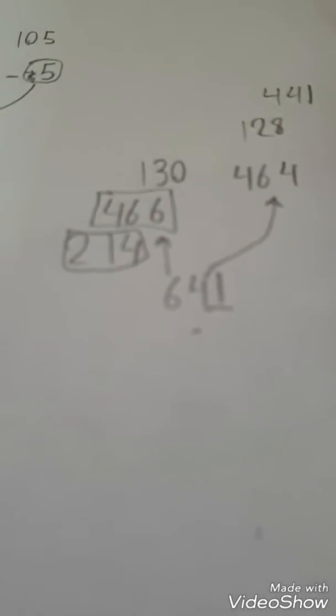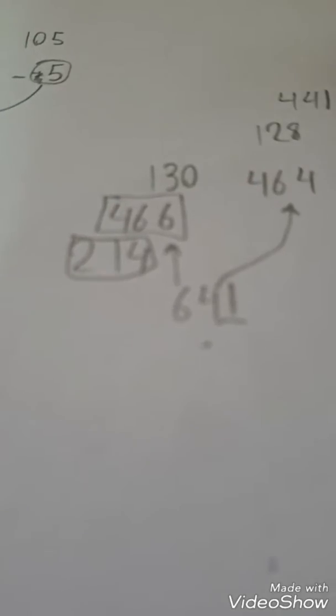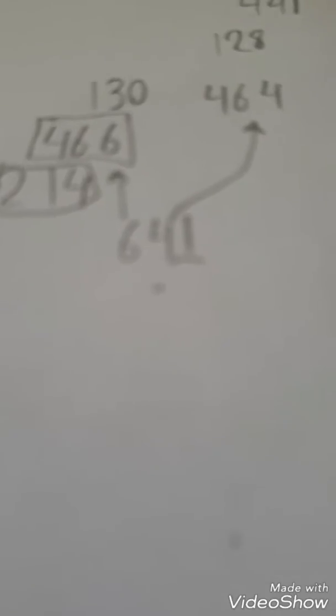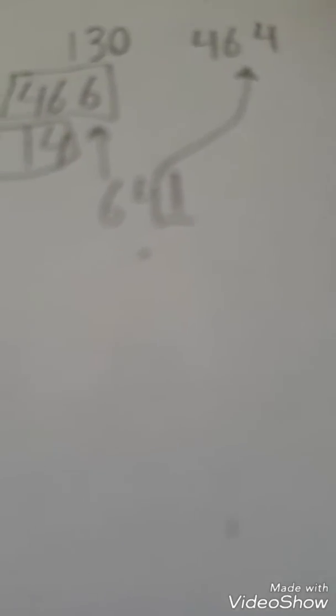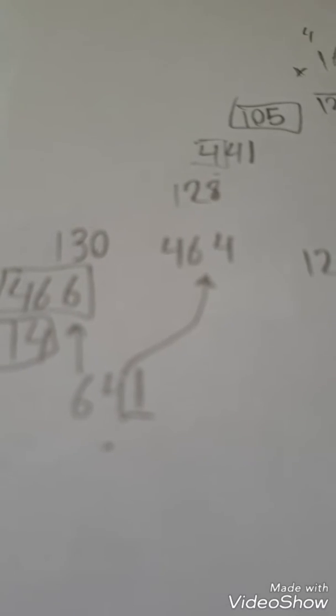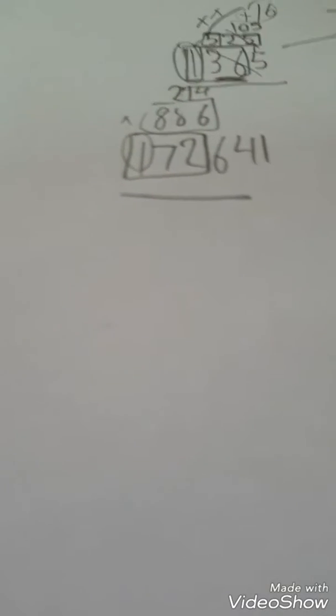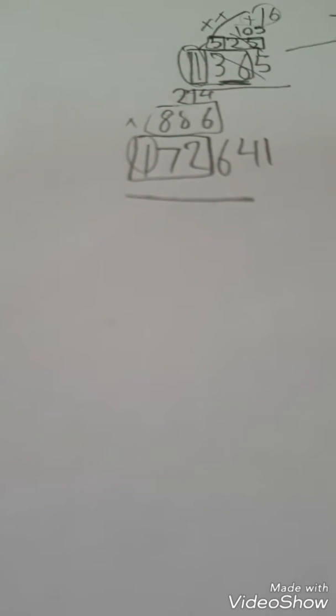And we will multiply the 4 by 16, which will give us 64. With the 64 plus 41, multiply here this by 16, this will give us 105. So 105 is the final answer, and 105 is divisible by 21. So this means that this number, 172641, is divisible by 21.